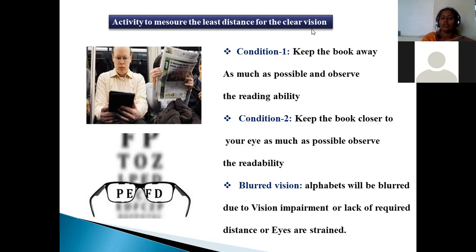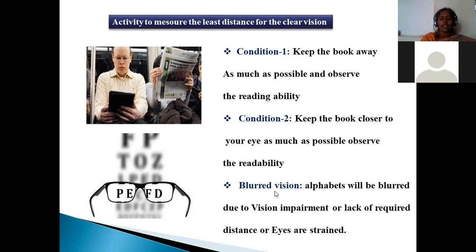For that purpose, we are doing two kinds of experiments. In one experiment, we are taking the textbook and keeping it at the maximum distance up to which we are able to read without any complication. In the second condition, we bring that textbook very close to our eye and see up to which distance you are able to see in the closer proximity. In both cases, you are measuring the distance.